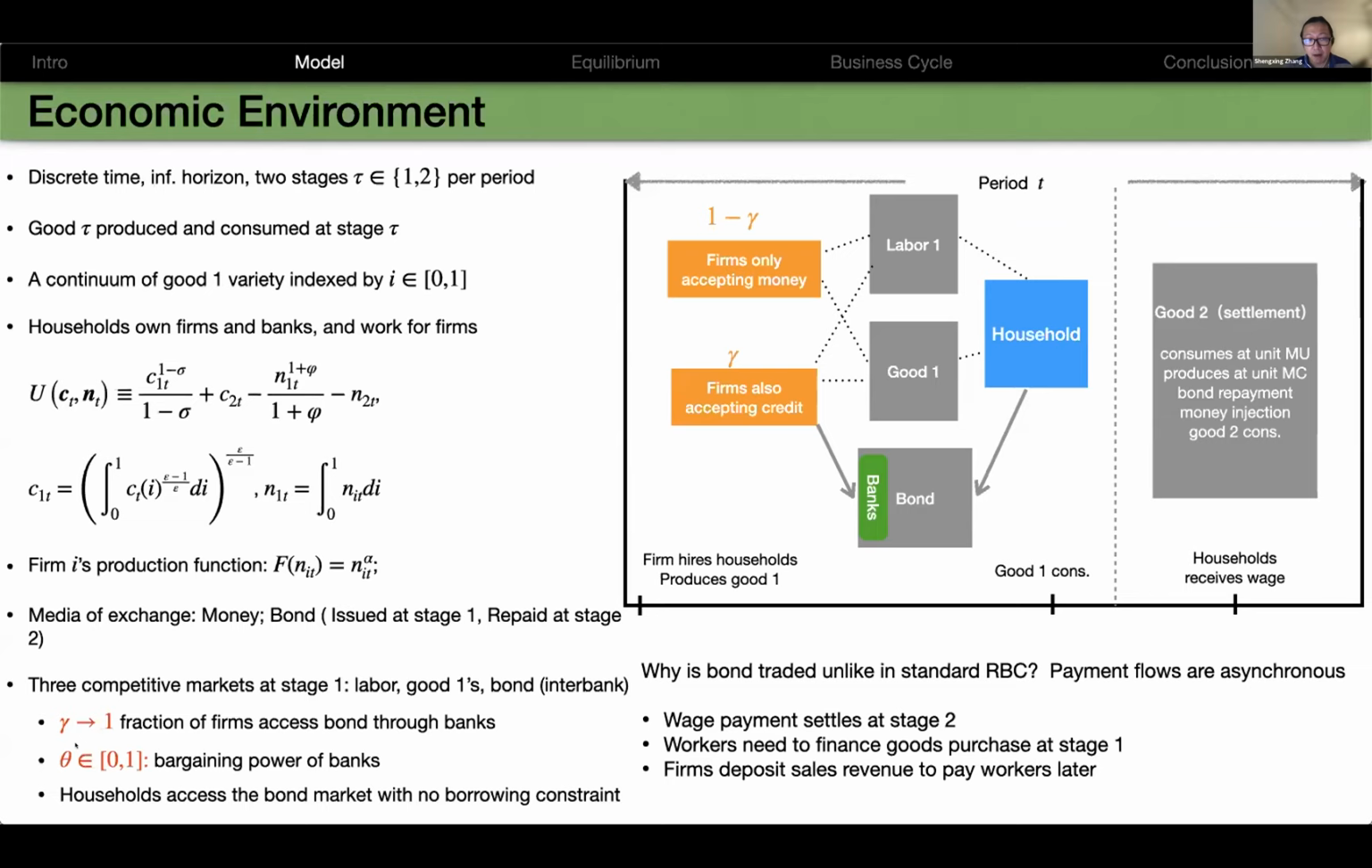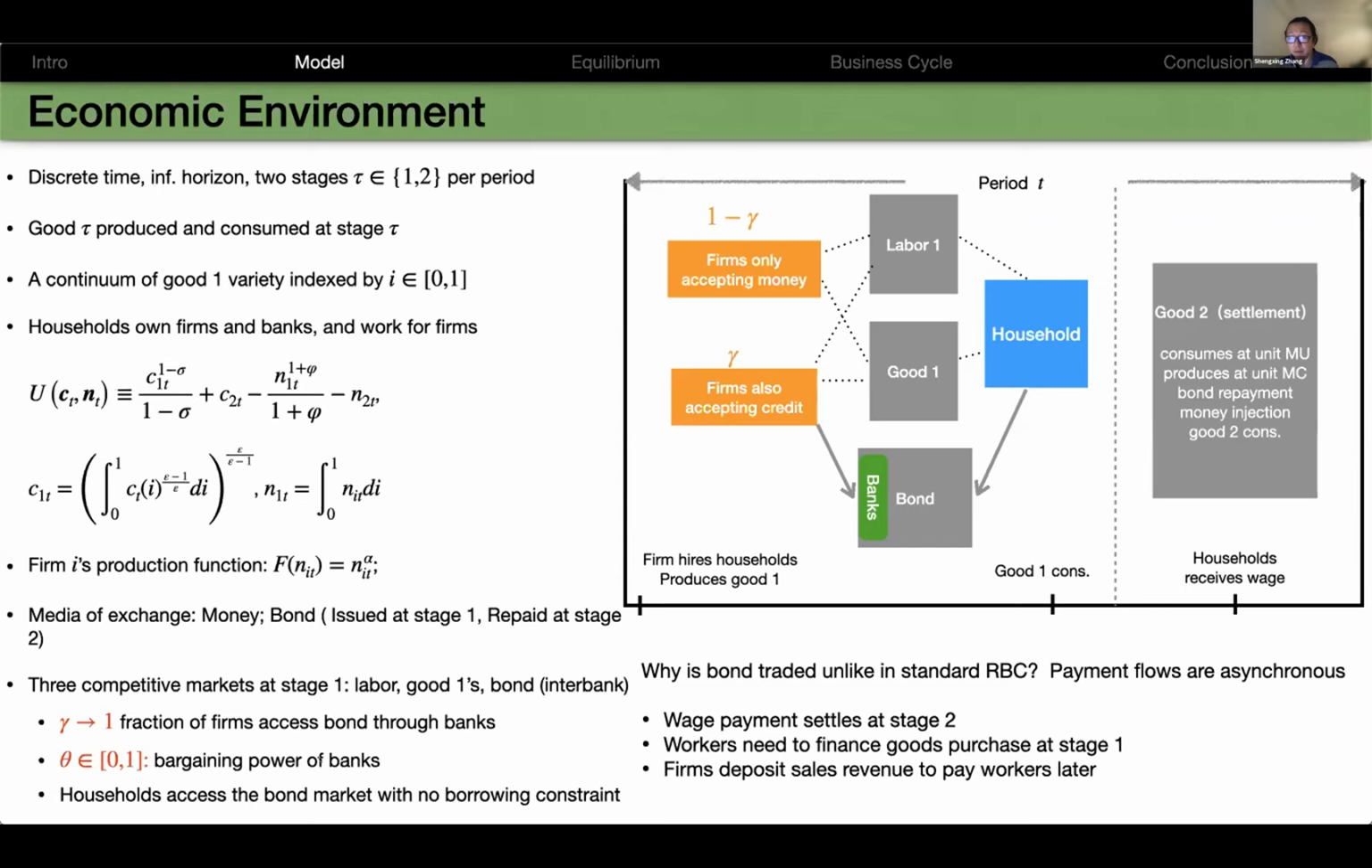The only friction really at the limit is that when those firms accept the bond payment, they have to go through banks. They have to deposit those payments to the bank, and the bank charges a fee. How much fee the bank charges will depend on the bank's market power. The market power is characterized here by the bargaining power of the bank when it negotiates the terms of trade with the firm when the firm deposits money.